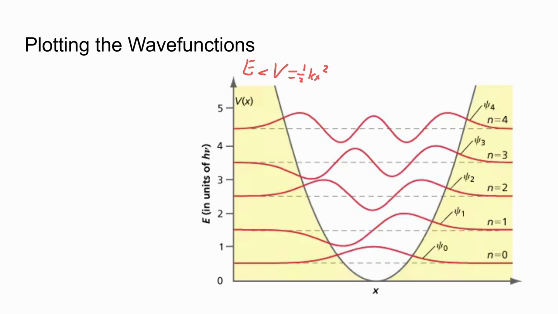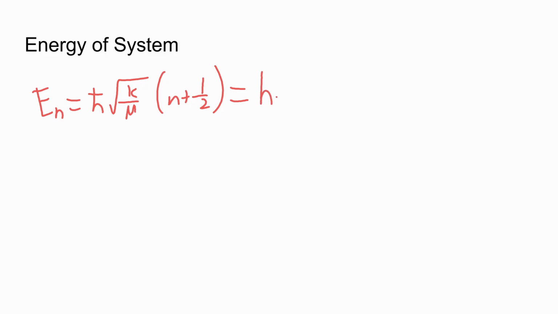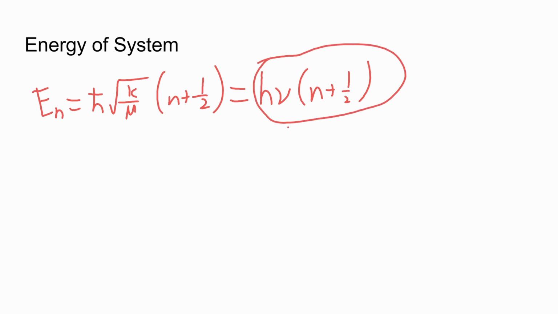Anyways, we can write the energy of our system. To do that, the energy of the nth level is going to equal h bar times the square root of k over the reduced mass times n plus 1/2. We can also rewrite this using some substitutions as h times the frequency times n plus 1/2. And this is going to be very useful later on when we are dealing with vibrational spectroscopy.